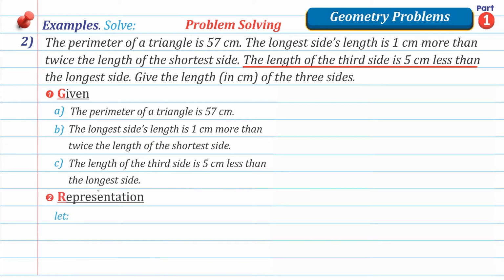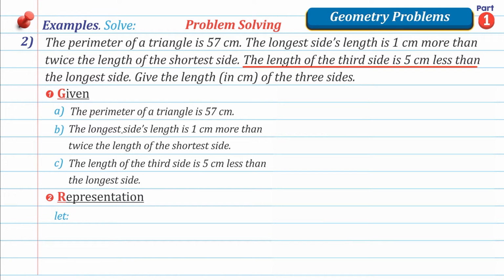Second step, representation. The key in representation is finding what's best to represent as your variable. So, let's analyze these 3 given and tingnan natin anong best that will be our variable x. Okay, let's look at the first given. The perimeter of a triangle is 57 centimeters. It doesn't give a clue kung ano yung variable na pwede nating i-represent as x. But we know in advance, since this is the perimeter, this would give us the equation. The sum of all the sides later should be 57 centimeters. So let's leave it for now.